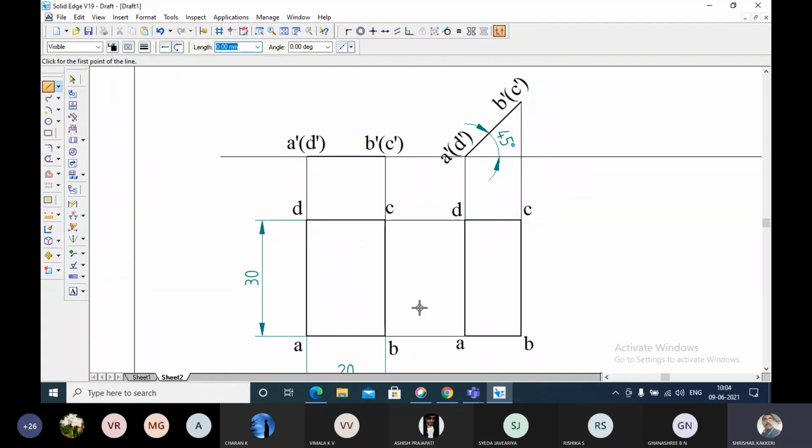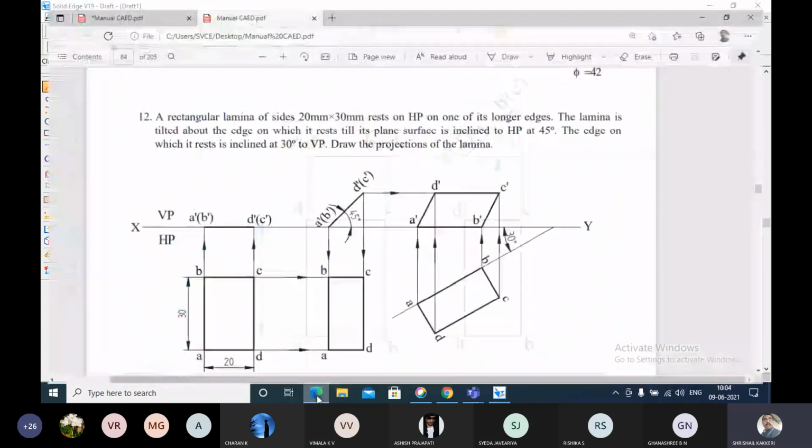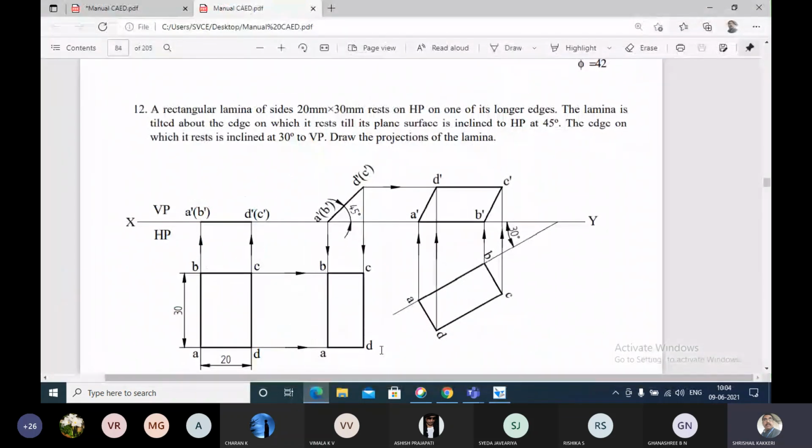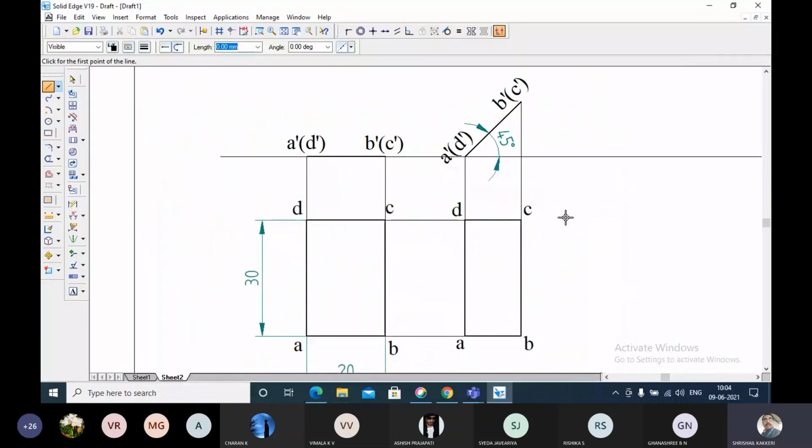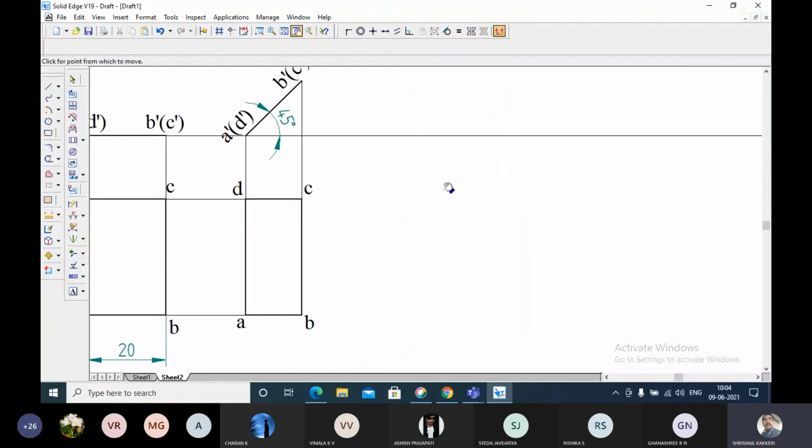angle of 45 degrees. And another point they have given us: the lamina is tilted, that means the edge on which it rests is inclined at an angle of 30 degree to VP. Now one can take this side or this side, it's left to you. Whichever way you feel convenient, you can use it. Okay, let me take a point here, and you can see the angle here.